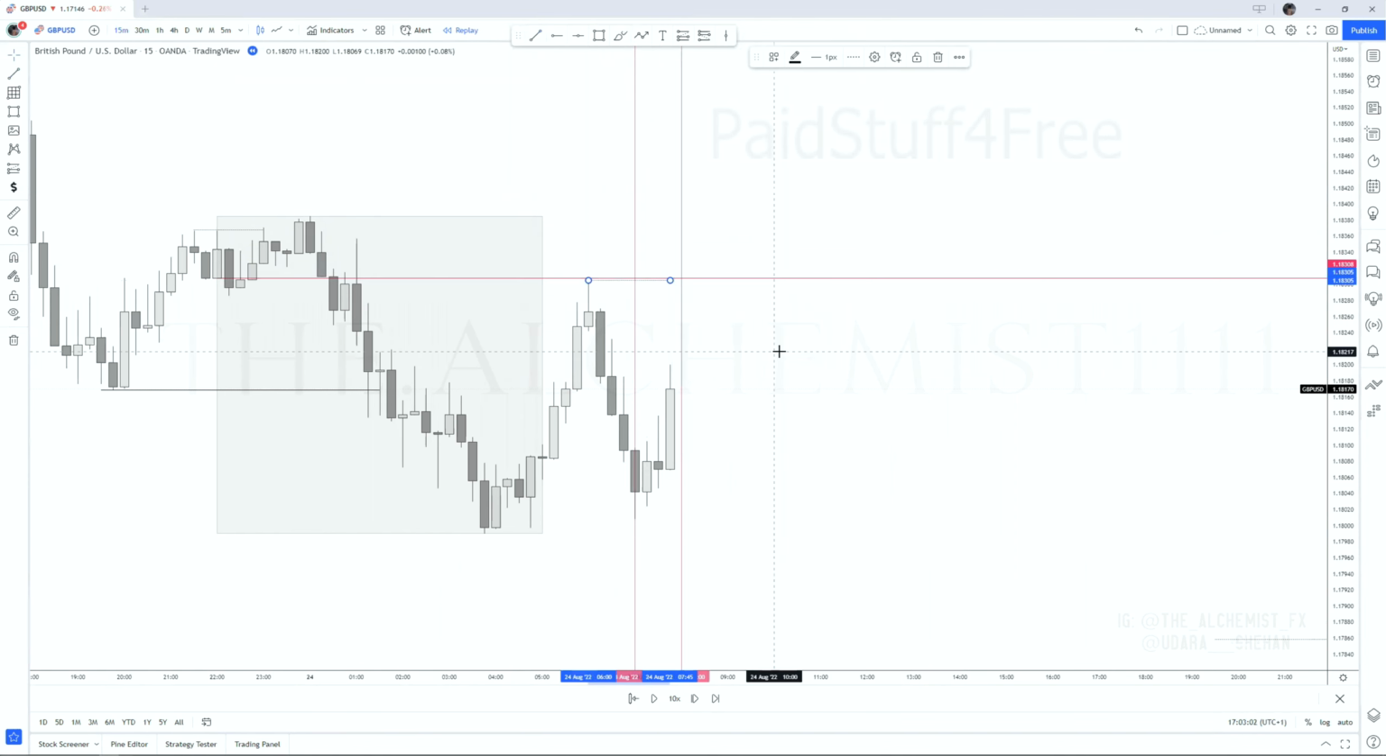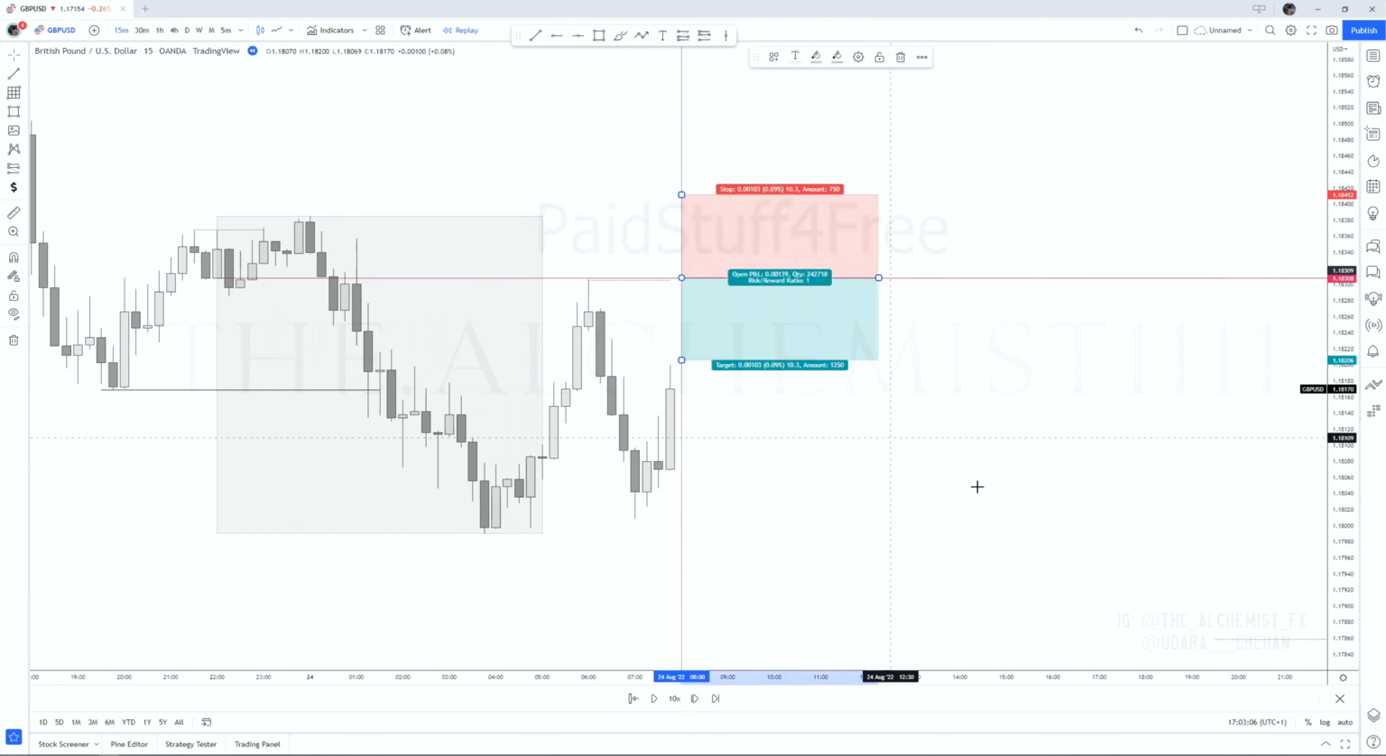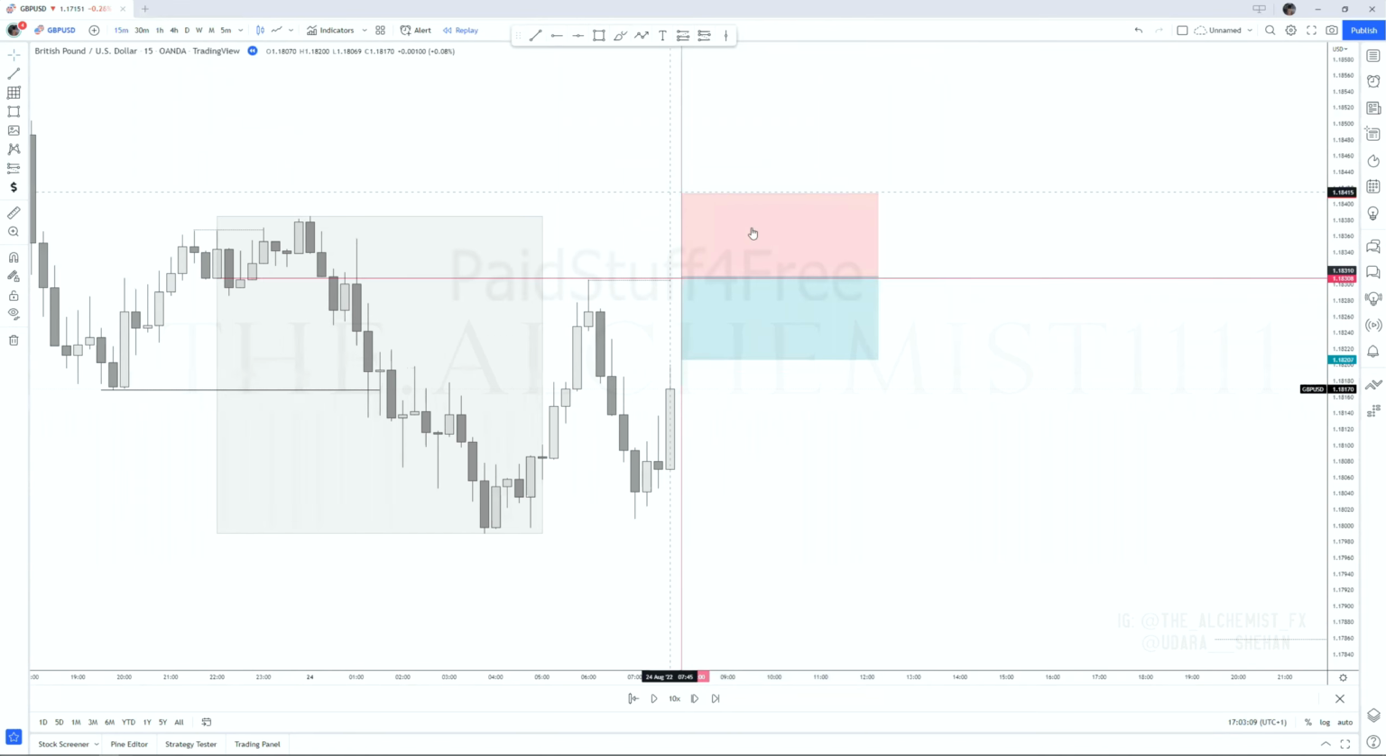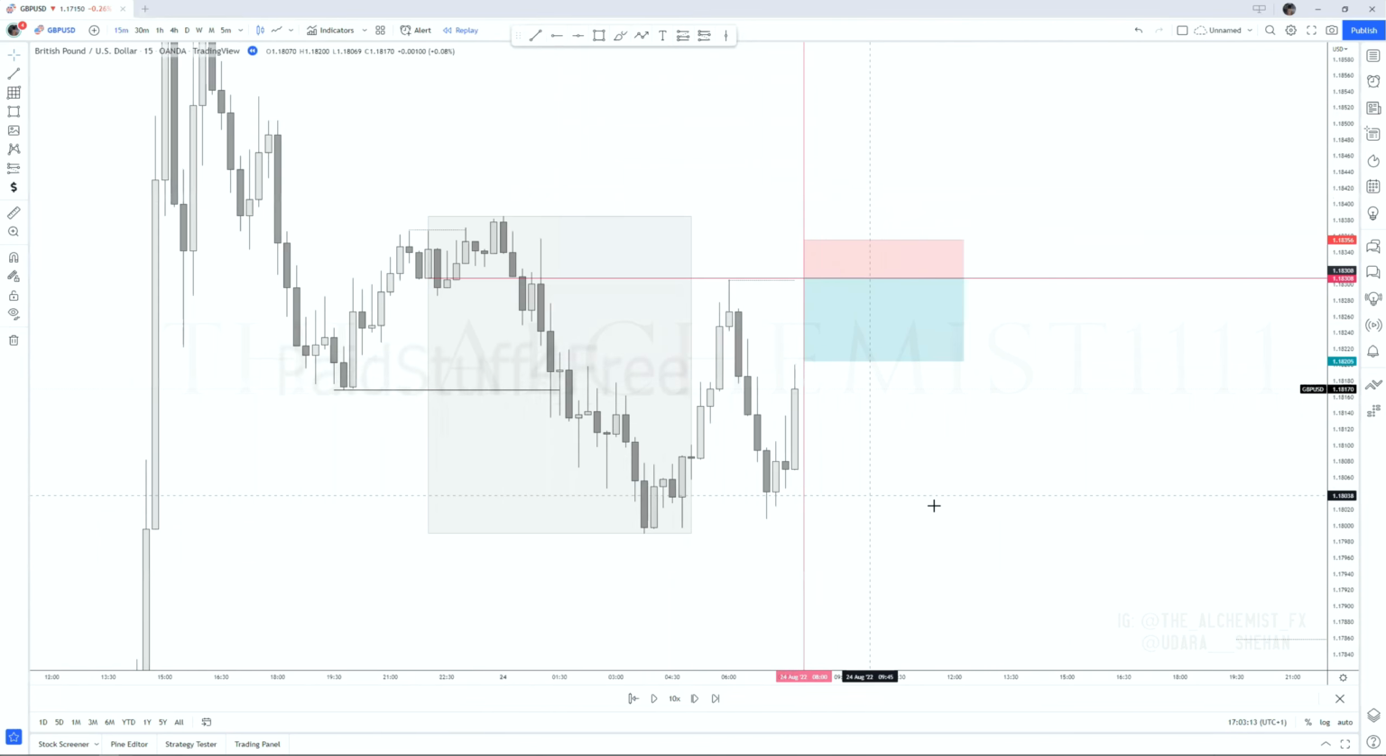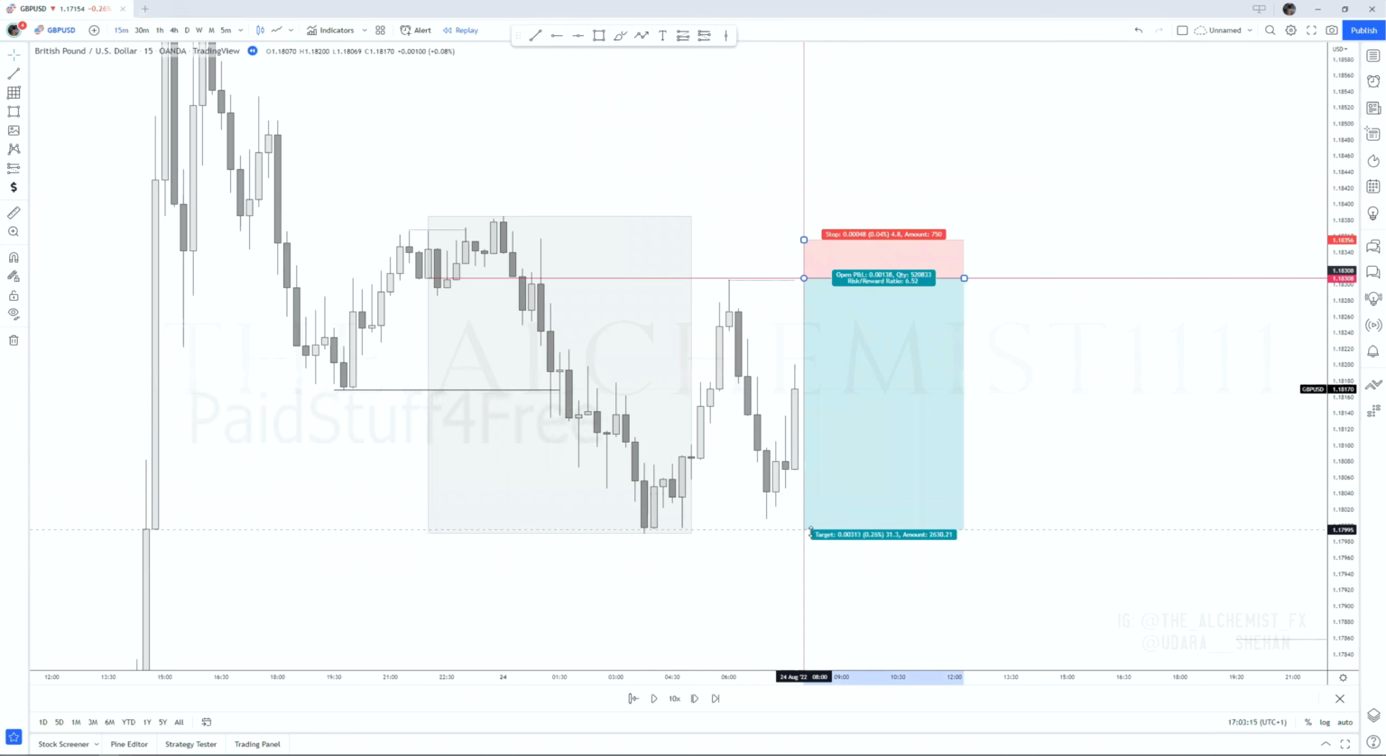Can you understand that? The high will be taken out. Okay, so now what happens? Now once again we can set it right here. Stop loss can go above this wick, or above the strong high if you want to. And then we target external range liquidity.